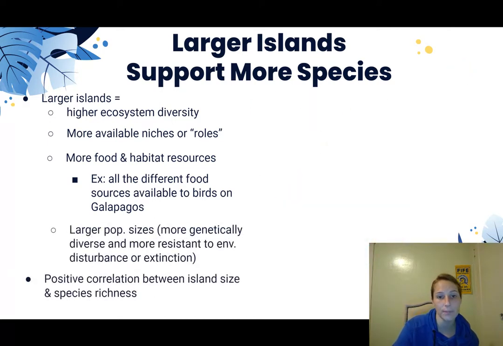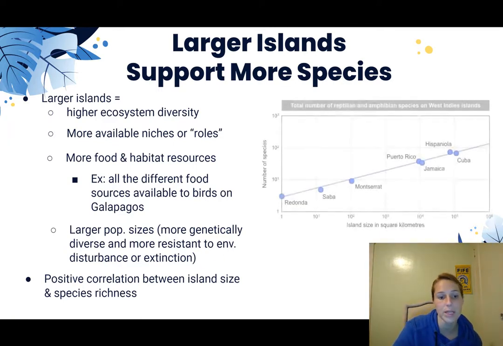Additionally, larger population sizes are more genetically diverse, which means they're also more resistant to environmental disturbances or to extinction. If a hurricane comes and wipes out the southern half of the island, it's a big island, so you've still got all the organisms on the northern half. Or if a disease comes through, organisms with more genetic diversity have a greater likelihood of surviving.